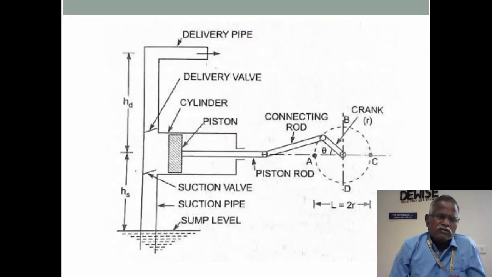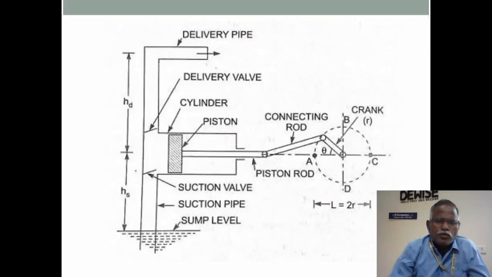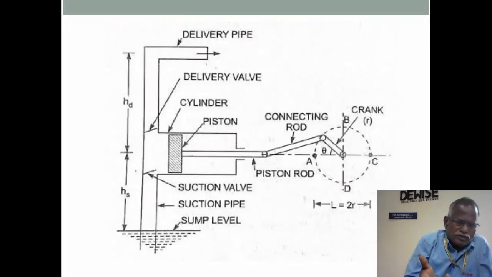Suction sump level, suction pipe, suction valve, delivery. There are two valves: one is the suction valve, another is the delivery valve. When the suction valve is open, flow will be in one direction only. The piston is moved forward and backward by the crank and connecting rod. As the crank rotates, the piston rod moves forward and backward. During the backward stroke, suction takes place. During the forward stroke, delivery takes place.